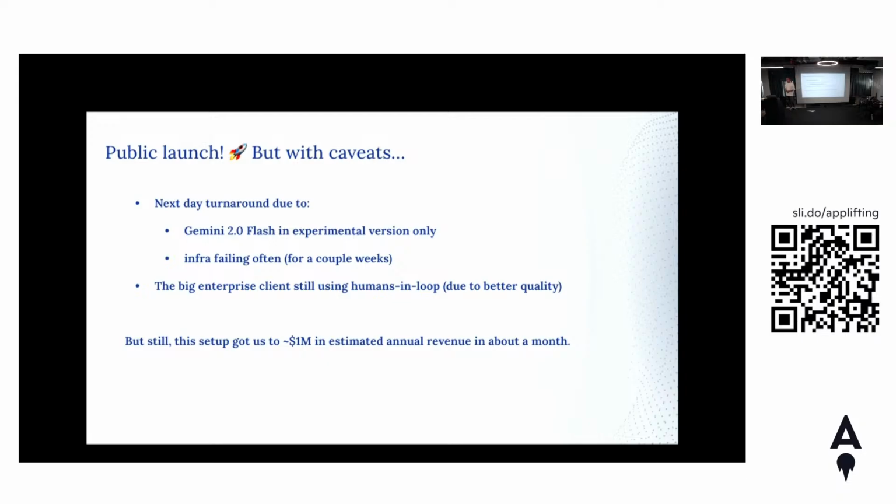And the big enterprise client was still on the human-in-loop setup because although the Gemini 2.0 Flash worked nice, there was still a quality drop. So we were hesitant to swap the solutions. But still in this setup, we managed to get to $1 million in estimated annual revenue just a month after launching this product. So great results already.